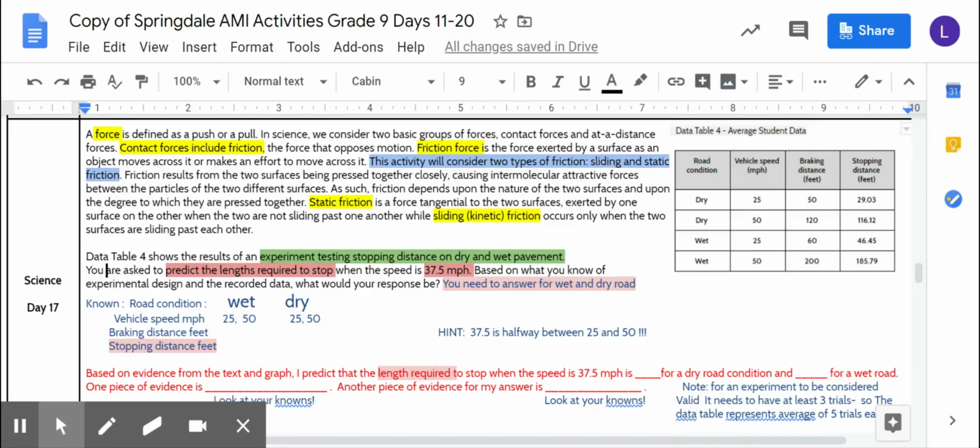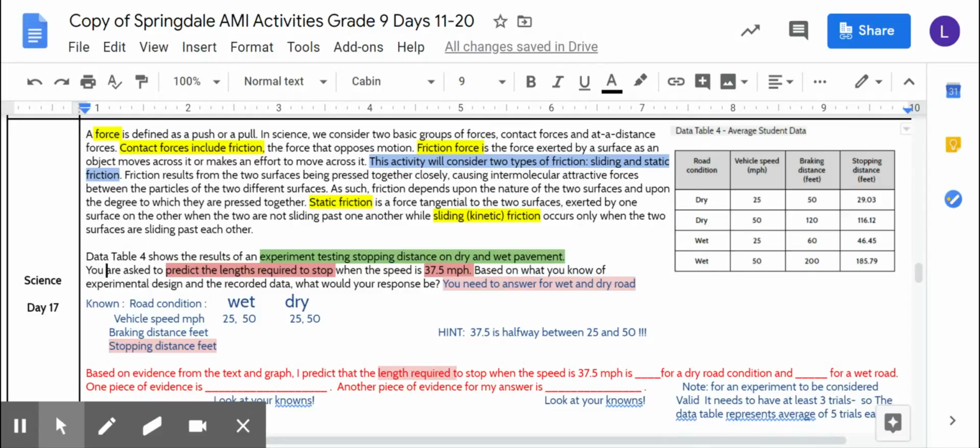I highlighted in yellow where it says definitions, and this is basically what this whole experiment is talking about. The activity will consider 2 types of friction, sliding and static friction. So we're looking at what our vehicle would do given the 2 different road conditions. These are all definitions in here. We don't need to read this to answer the question.